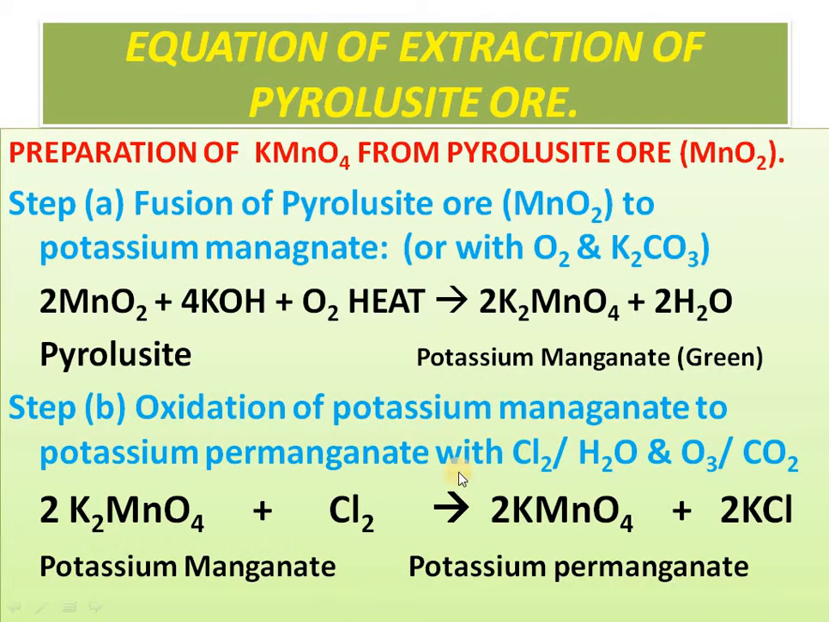So oxidation takes place, and who has done it is chlorine. Chlorine is itself getting reduced. So you can see that the 0 oxidation number here is changed to -1. So reduction takes place. So chlorine undergoes reduction and acts as an oxidizing agent in this case. Similarly, ozone will also be acting as an oxidizing agent, as well as carbon dioxide.